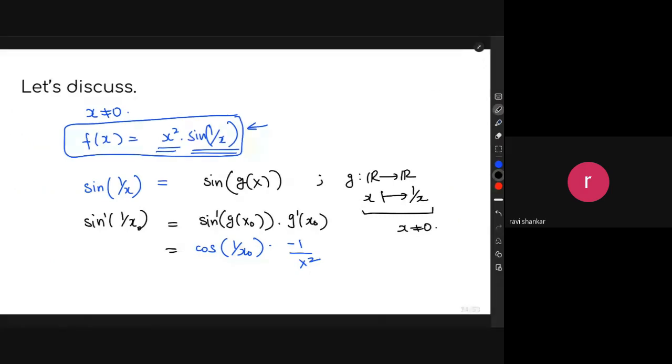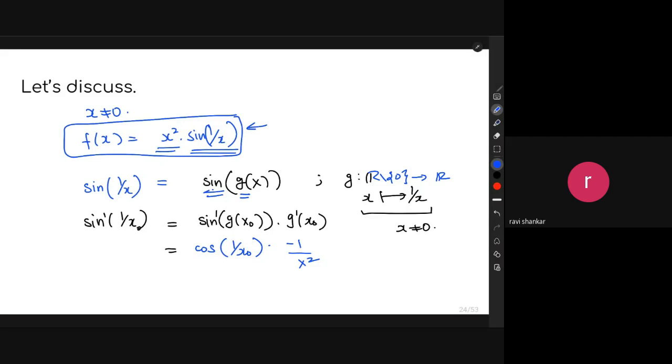Now what is sine 1 over x? Sine 1 over x can be thought of as a composite function, which means it is a composition of two functions. What are the two functions? The first function is sine, the second function is g. What is g? g is an inverse function, defined on R minus zero. You just consider the image with this multiplicative inverse. So sine 1 over x can be thought of as a composition of two functions.